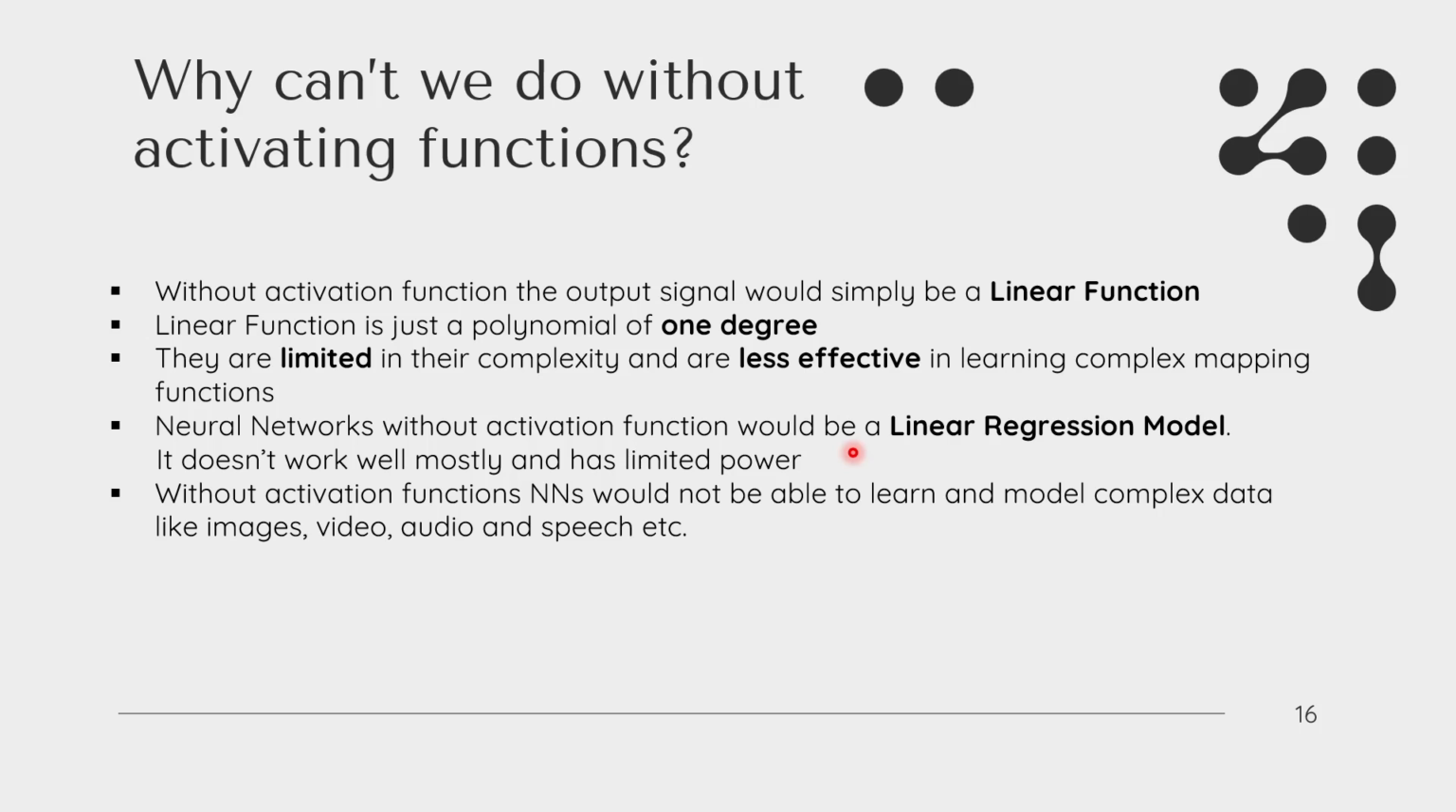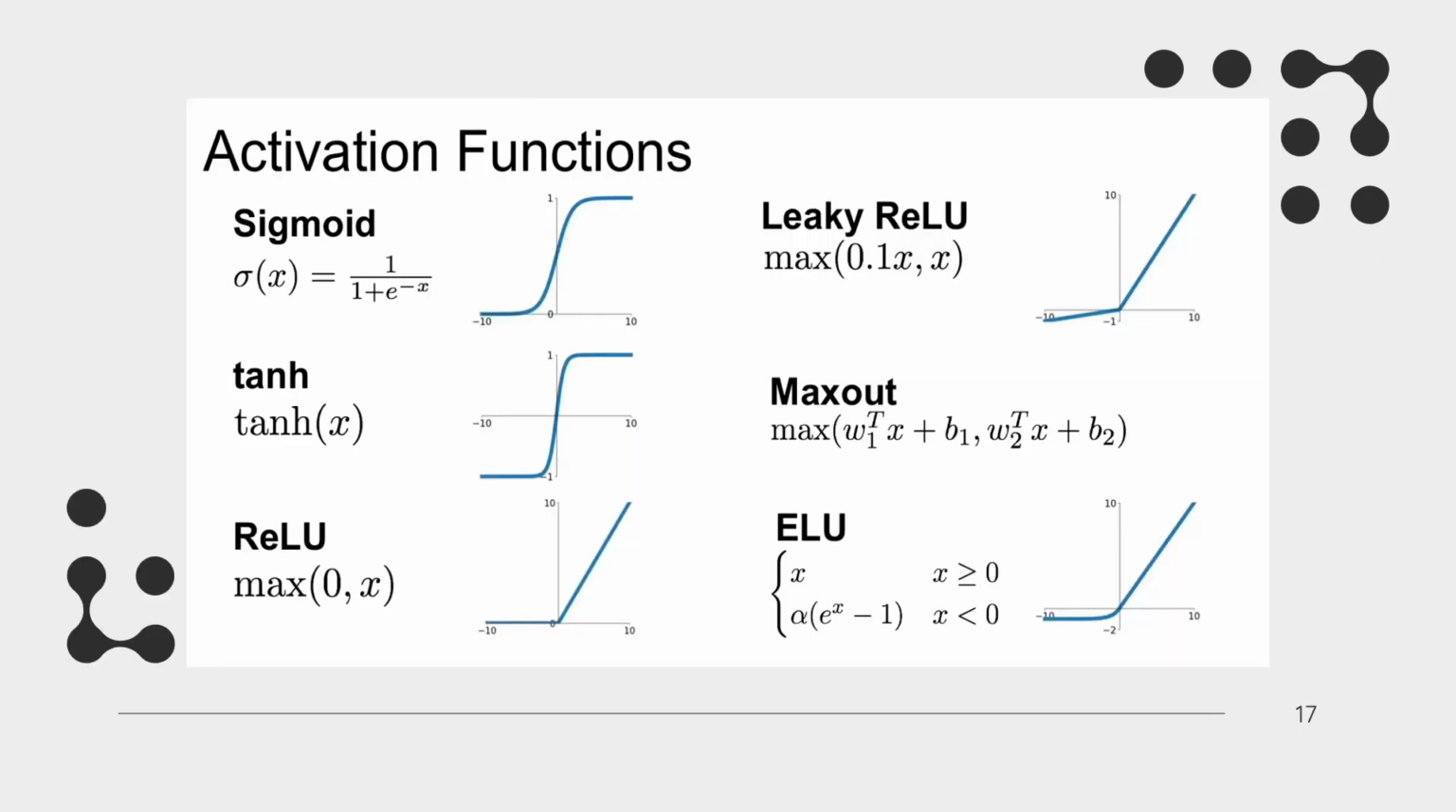and they have very limited power to calculate complex examples. Without activation functions, we would not be able to make our models learn complex data like images, video, and speech, etc. For this, many different types of activation functions were introduced. The most popular ones are sigmoid, tanh, ReLU.